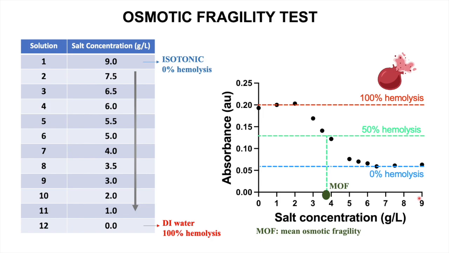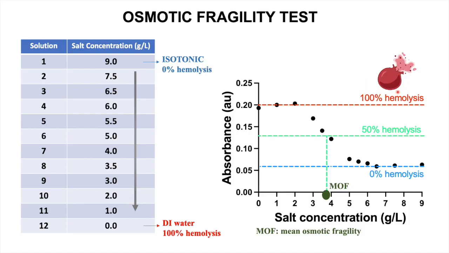At the highest salt concentration, we have 0% hemolysis because the solution is isotonic. As we decrease the salt concentration, we expect that cells swell and hemolysis increases and eventually becomes 100% at zero salt concentration, which is actually the DI water.